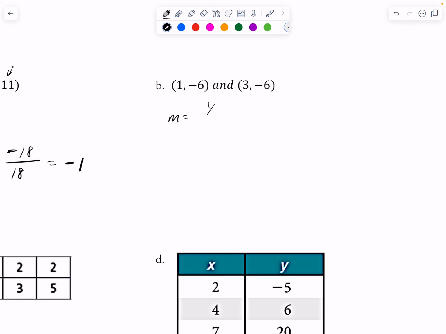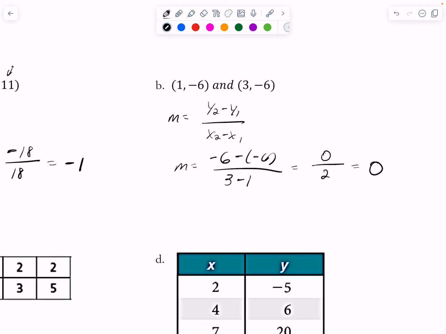So the change in our y over the change in our x. So I'm going to do -6 minus -6. That's the change in our y's, over 3 minus 1. So -6 minus -6 is actually 0, and 3 minus 1 is 2. So this has 0 slope. And you should hopefully recognize that since both y values are the same, this is a horizontal line, y equals -6. And as we discussed earlier, whenever you have a horizontal line, that line has 0 slope.